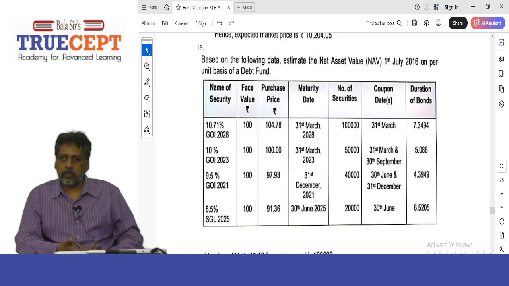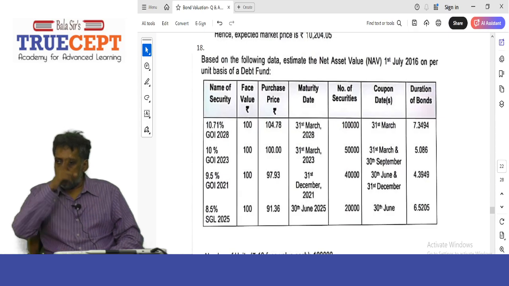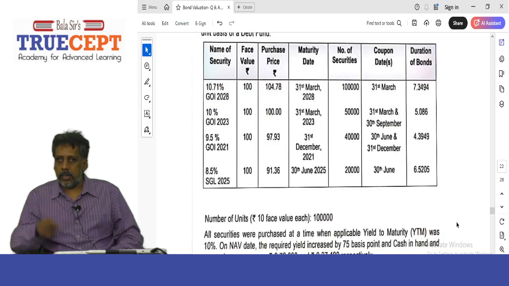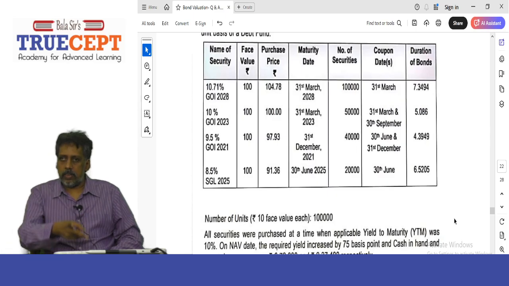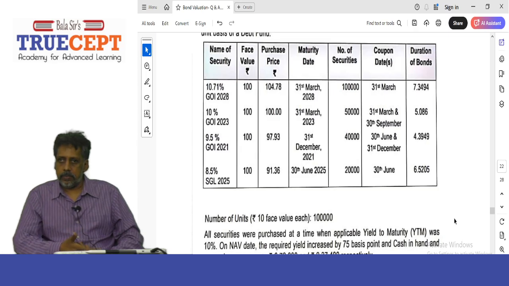Next. 8.5% SGL 2025 bonds, 100 rupees face value, 91.36 purchase price, 30th June 2025 maturity date, 20,000 securities, 30th June coupon date, and 6.5205 duration. So in this case, you receive the coupon only once, on June 30th. Therefore, when you're going to calculate the NAV on 1st July 2016, there will be no interest accrued on these debentures, right? Therefore, no interest accrued on the third and the fourth bond. Next. That's it with the chart.